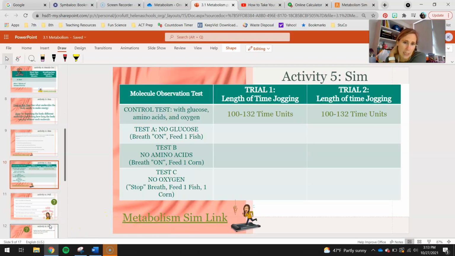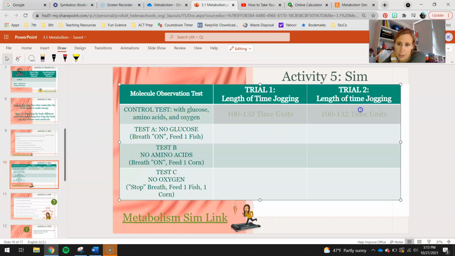So let's take a look at our data table. This gives us a little bit more information. I'll show you the control test. The control test is already done for you. You can see your data already in there. And what we know from that is that when we have fed our body glucose, amino acids, and oxygen, we can jog for 100 to 132 time units before we have to stop and walk, before our body runs out of energy.